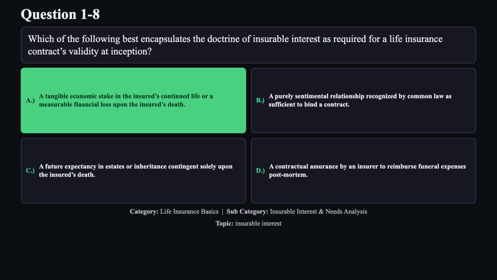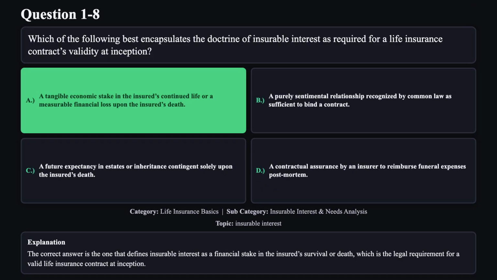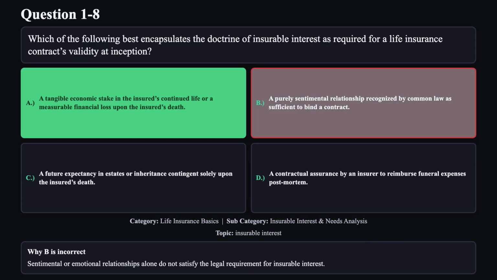The correct answer is A. The correct answer is the one that defines insurable interest as a financial stake in the insured's survival or death, which is the legal requirement for a valid life insurance contract at inception. Reason B is not correct. Sentimental or emotional relationships alone do not satisfy the legal requirement for insurable interest.